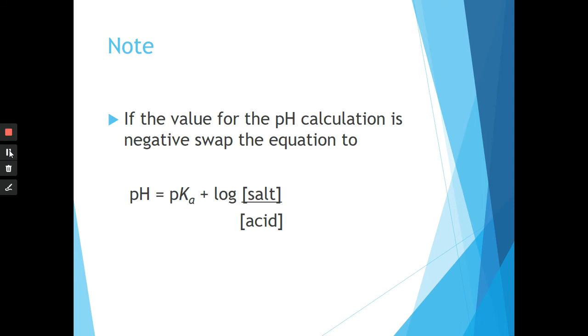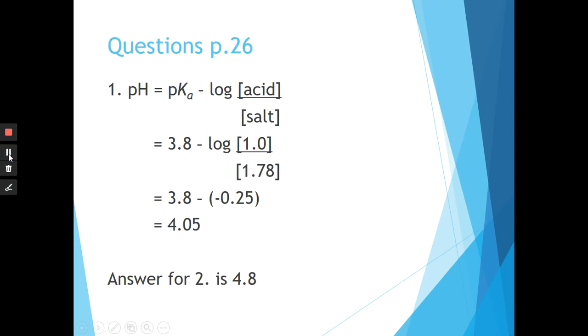So one thing to note though, if you're doing the calculation and you get a negative pH, swap your salt and acid over. So salt is on the top line. And that'll give you a positive pH. Right, I've done the first example here. What to do when you're doing the calculation though is do the concentration of the acid divided by the concentration of the salt before you take the log.